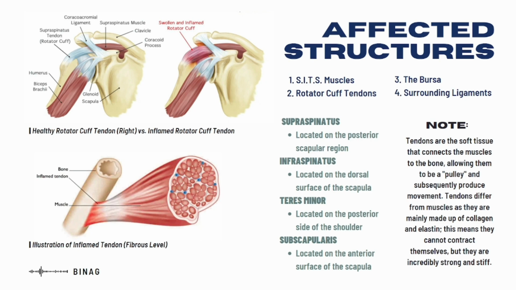It is also important to take note that tendons are the soft tissue that connects our muscles to the bone, allowing them to be a pulley and subsequently produce movement. Tendons differ from muscles because they are mainly made up of collagen and elastin. This means they cannot contract themselves, but they are incredibly strong and stiff. That being said, the clinical manifestation of rotator cuff tendinitis is accurate in our patient based on her complaints of limited motion and weakness of arms.